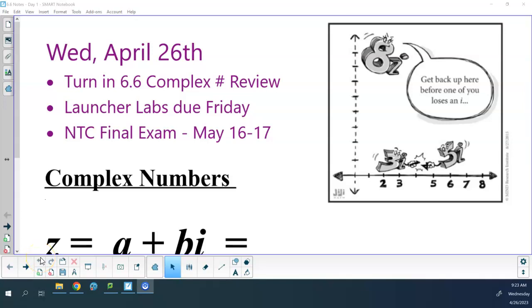So you should have picked up a notes packet when you came in today. Also, don't forget the salmon colored worksheet. It's due today. Make sure you turn that in today. Otherwise, if you turn it in tomorrow, it's not worth anything. Okay? Right?